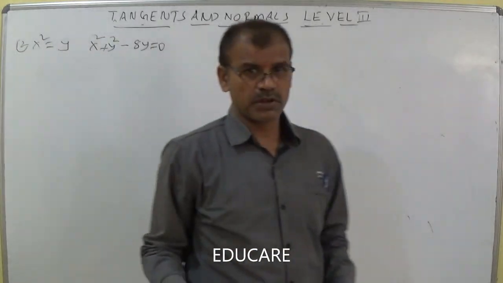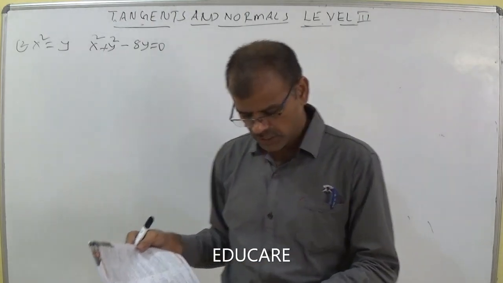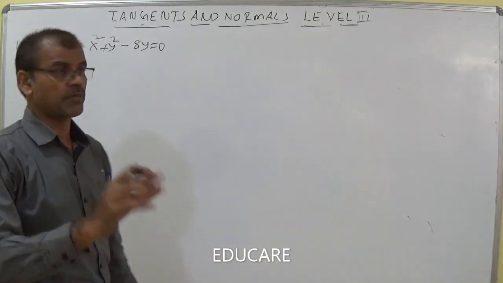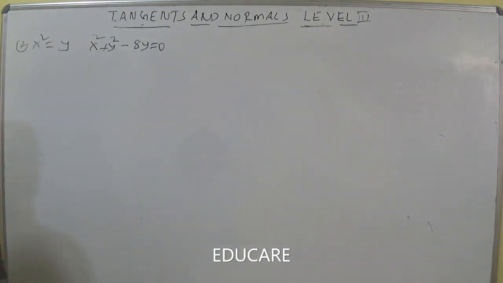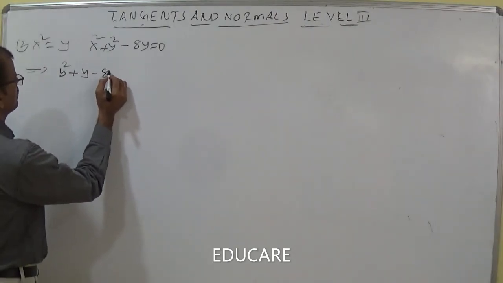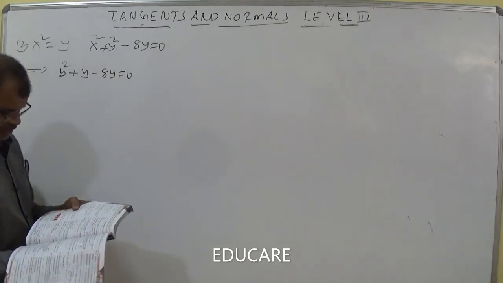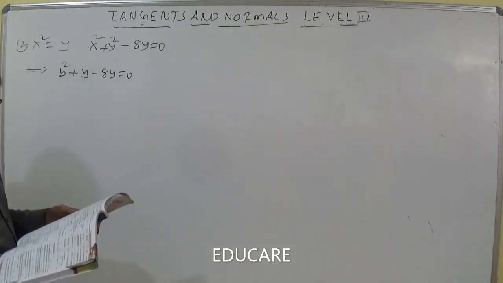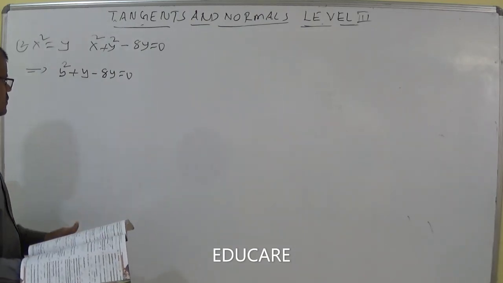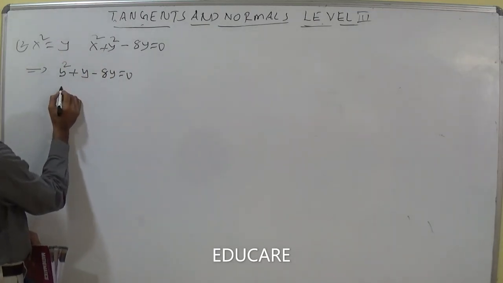The equation of the common normal at the point of contact of the curves x square equal to y and x square plus y square minus 8y equal to 0. The point of contact he did not give, so we should calculate it. Using x square equal to y, substitute here: y square plus y minus 8y equal to 0. x square equal to y he gave, and x square plus y square minus 8y he gave. If we substitute here, y square plus y minus 8y.